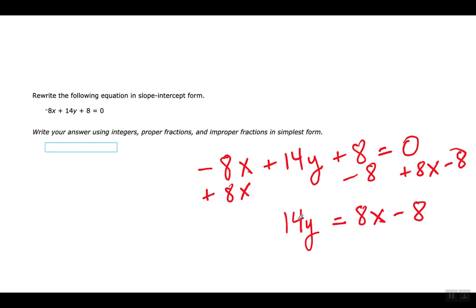We're going to divide because 14 is multiplying here. So when I do that, I'm going to have y equals 8 over 14x minus 8 over 14. However, I'm not done because look, you got to write your answer in simplest form.